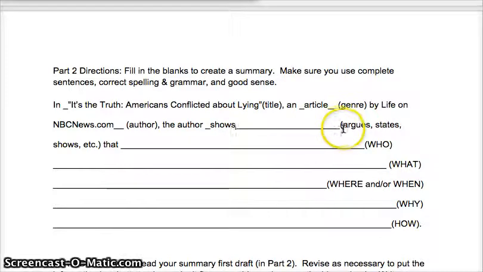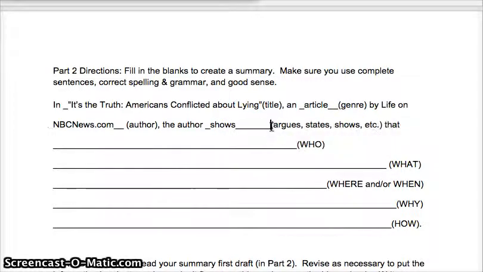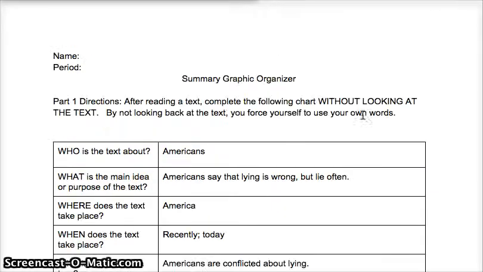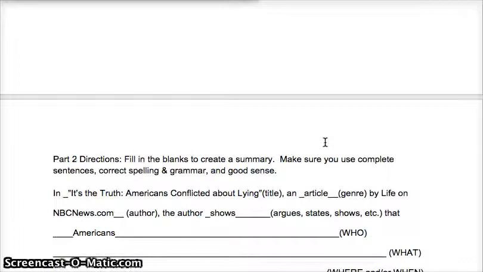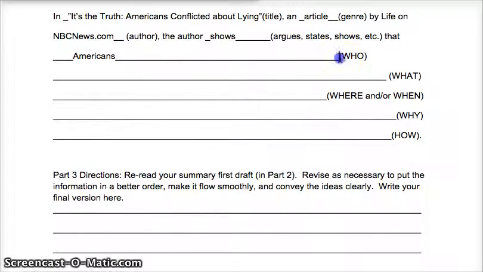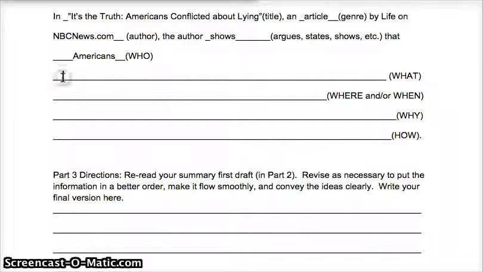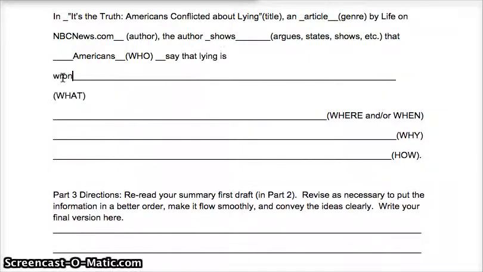The author shows that, now we start plugging our information in. The who. The who is Americans. Remember, we're getting this information from part 1. Who is Americans? That Americans. Now what? What do Americans do? Say that lying is wrong, but lie often.